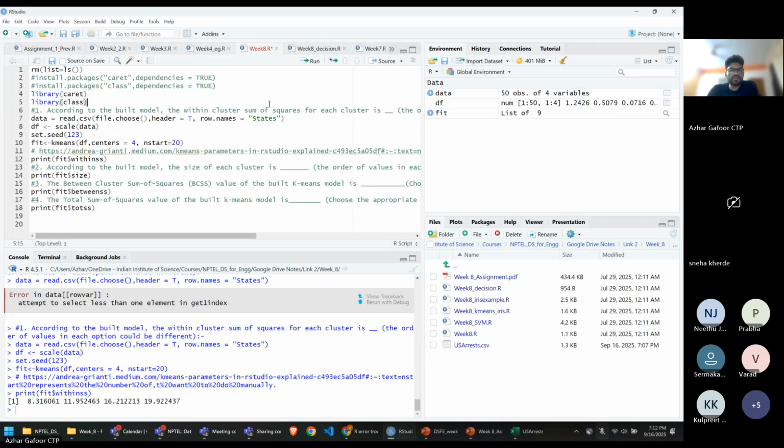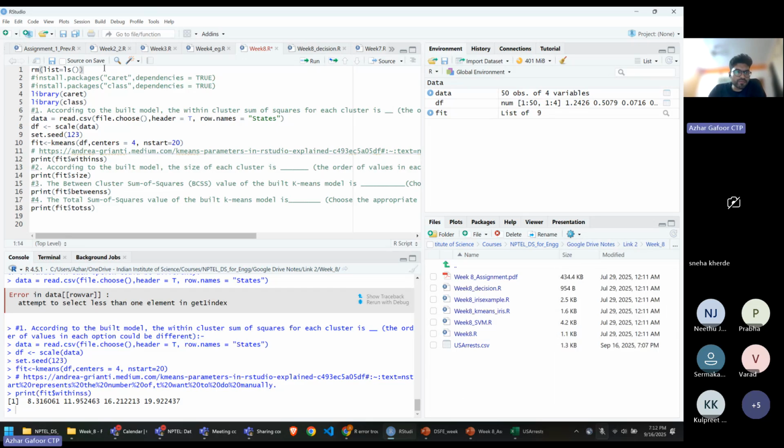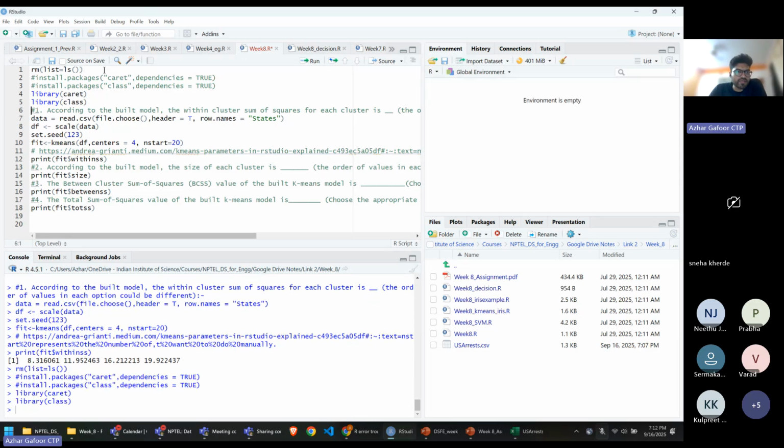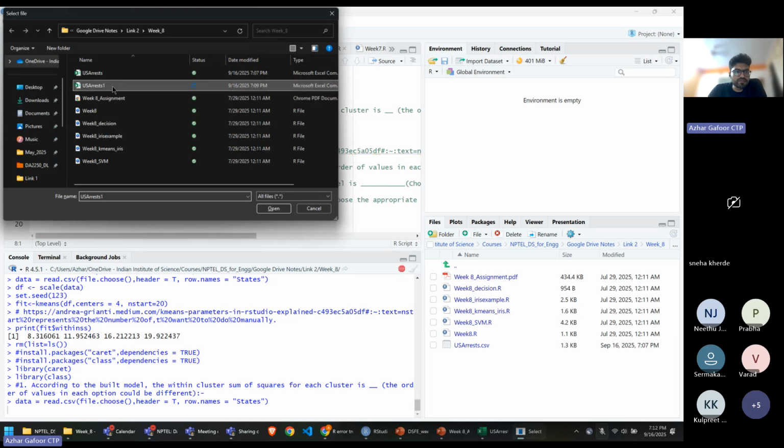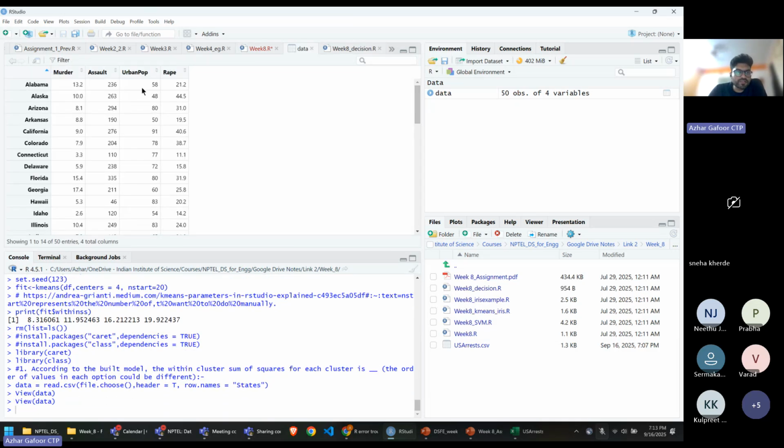So first we have to set the working directory. We have our working directory here. We have to set it using this option, set as working directory. And then we have to load these packages, one is caret and class. And this is our first question. So we have to load our data set. So we are loading the data set. So we have 4 variables, 50 objects. We can see the data set here also. So we have 50 states and 4 columns for different crimes.